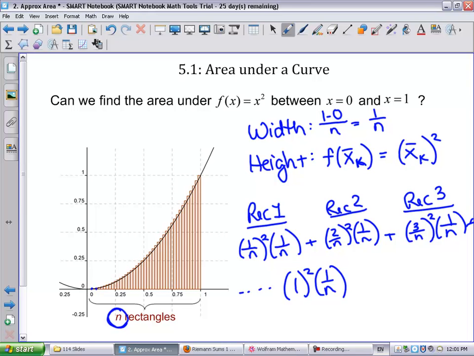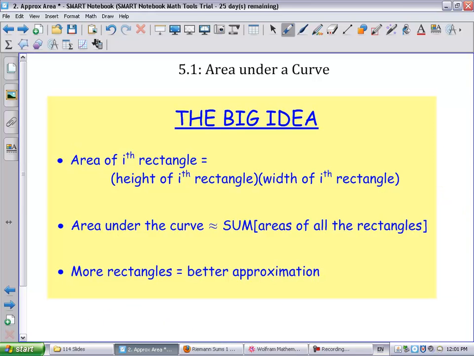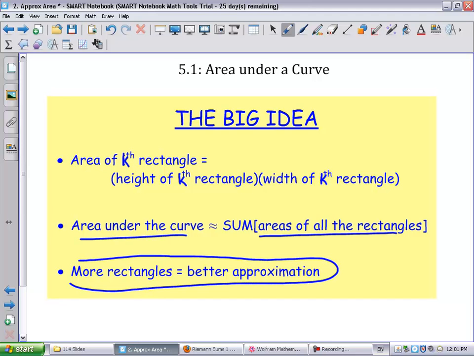So hopefully that makes some sense, at least the big idea here. Let me summarize what we've just done. Here I used i instead of k. But we decided that to find the area under the curve, we're going to split it up into rectangles. We're going to find the area of rectangle number k, the kth rectangle, by taking its height times its width. Then we're going to add all those together to get the sum of all the rectangles. That's going to be approximately the area under the curve. And the more rectangles we have, the better it is. Sound reasonable?